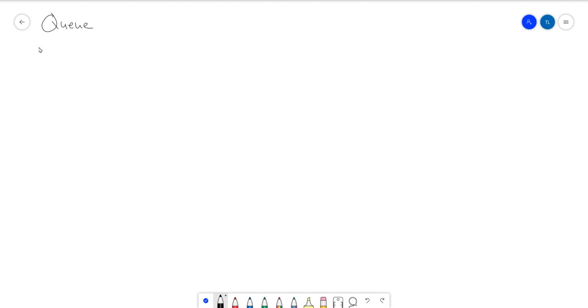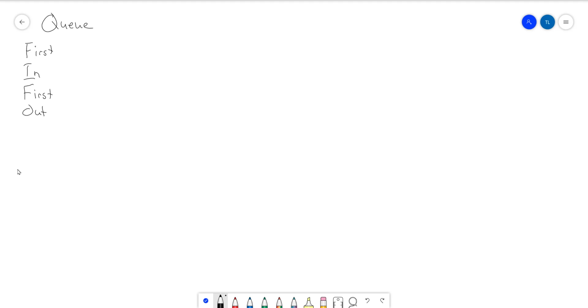So instead of the idea of LIFO order, it uses something called FIFO. So FIFO is first in, first out. So the first one in the line.